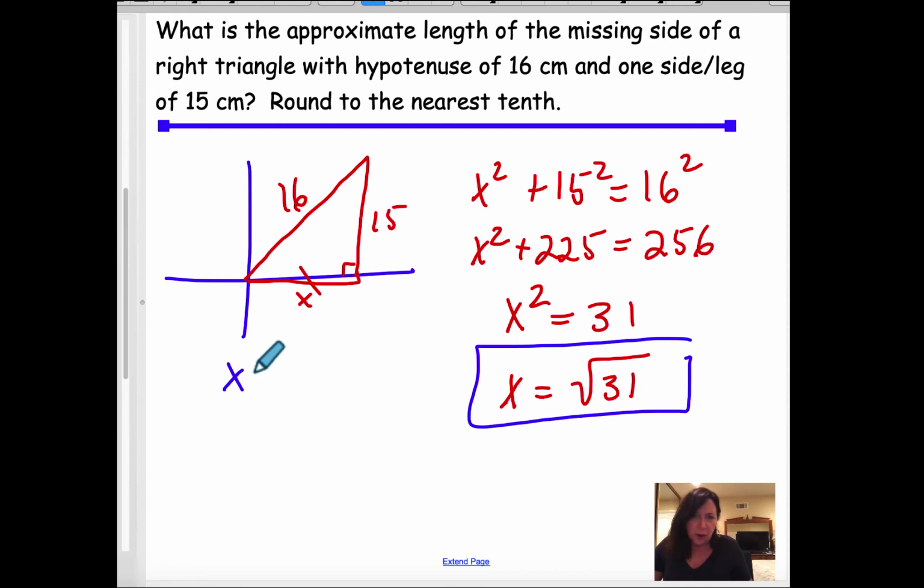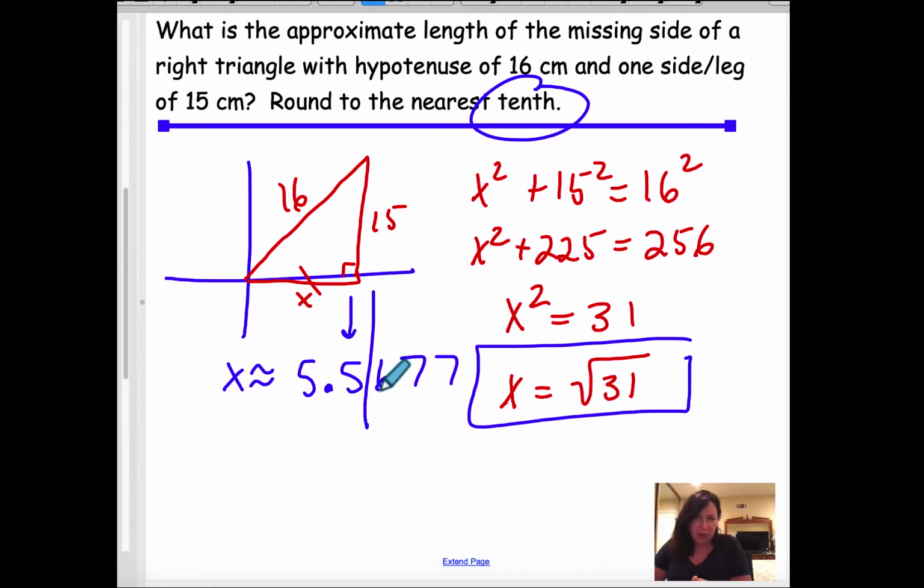But if they ask you to round, this is about 5.5677. So what they want is the nearest tenth. So this is tenths here. So you look to the right, 5 or above, check. That means this 5 goes up. And so now x is approximately 5.6. And this is centimeters, so I'm going to write centimeters.